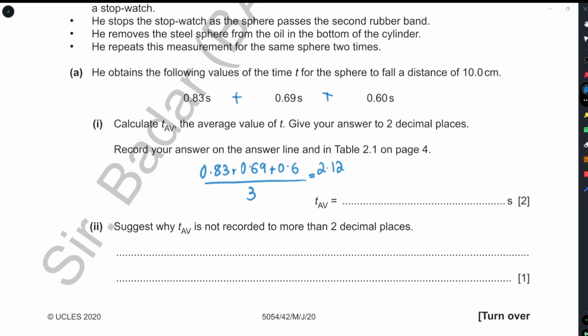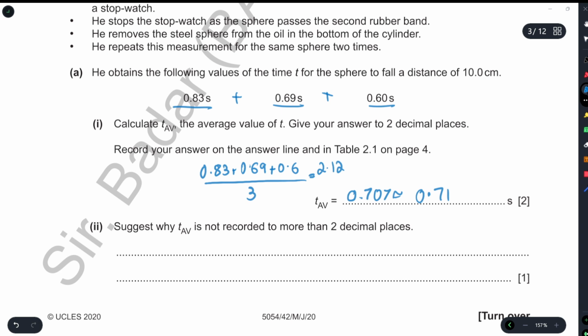So I'm going to get 0.7 और फिर 2 को divide by 3 करेंगे तो 0.06 आना चाहिए. तो we'll just round that off to 7. सही है ना. तो 0.707 maybe. अगर हाँ तो आप देख सकते हैं कि यहाँ पे 2 SF है तो probably you'll put that as 0.71. So just why T average is not recorded more than 2 decimal place.